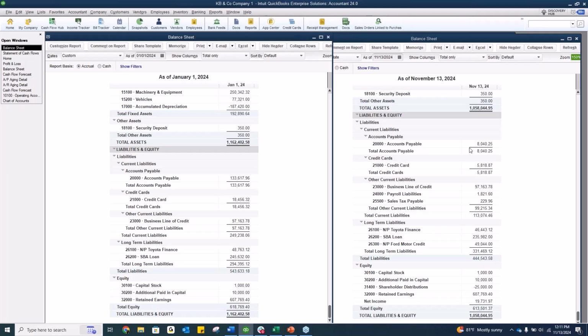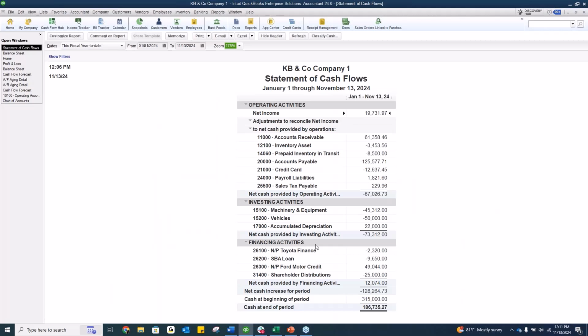Well, how did that number go down? It went down because I used up cash to pay those bills. Therefore, using up cash, therefore producing a negative number on my cash flow statement. I used up cash to create that change in accounts payable. Payroll liabilities and sales tax have increased on my cash flow statement.